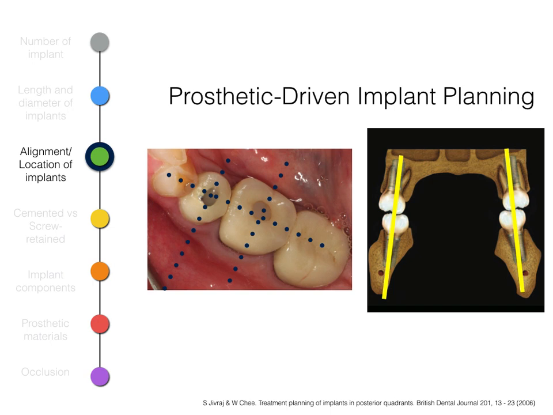When we look at the occlusion, the implant alignment should follow and be parallel to the occlusal force, because we know the implant doesn't have a PDL, so it is not good at resisting lateral force. So we don't want the occlusal force coming from the lateral. The occlusal force is better coming from the central.